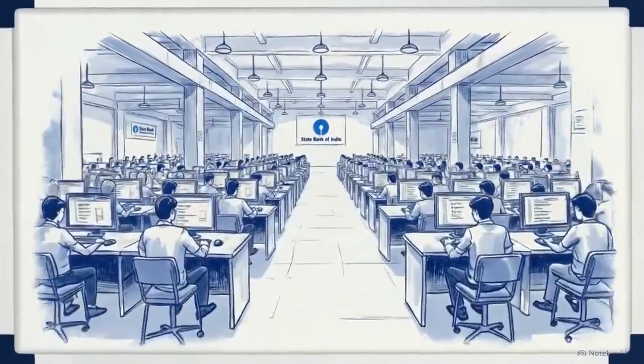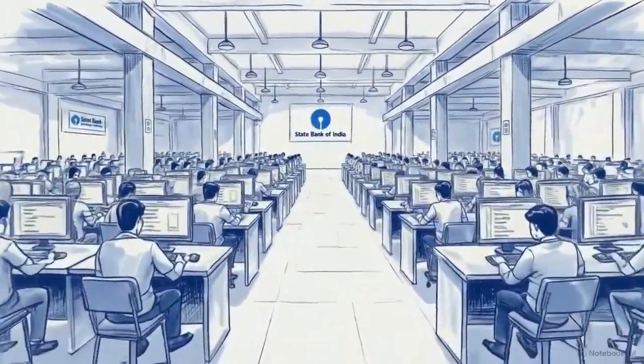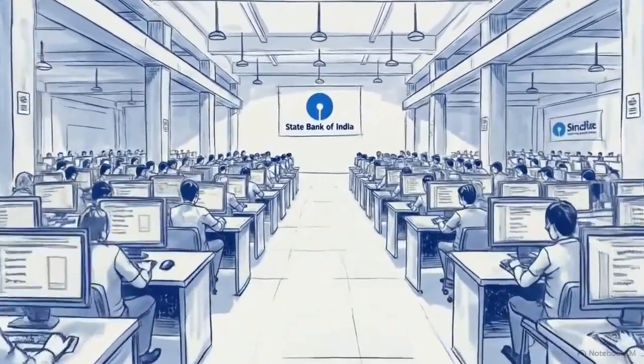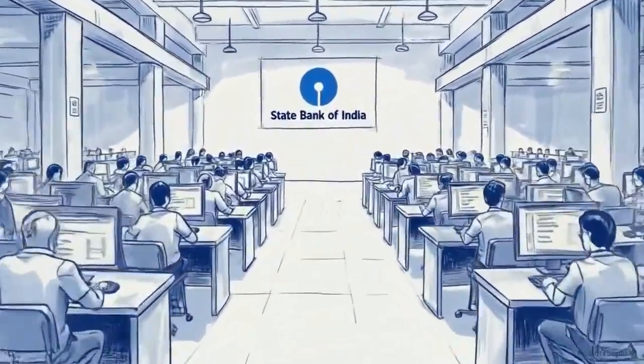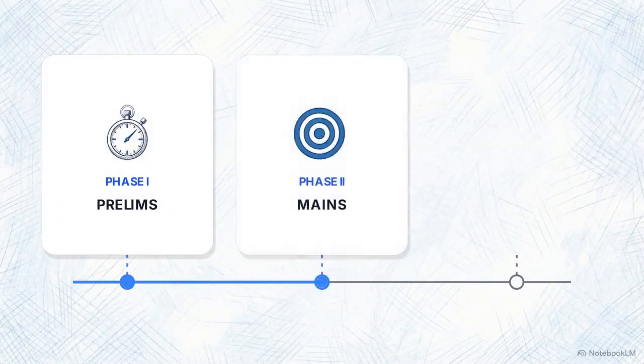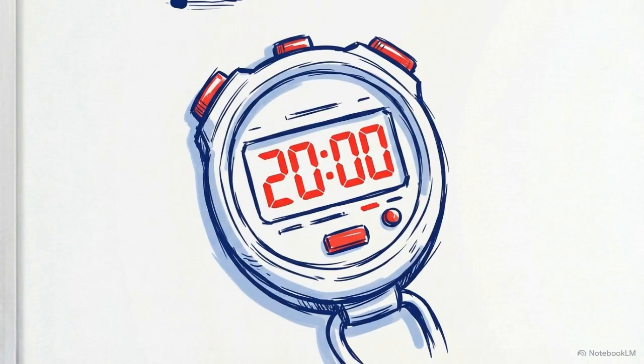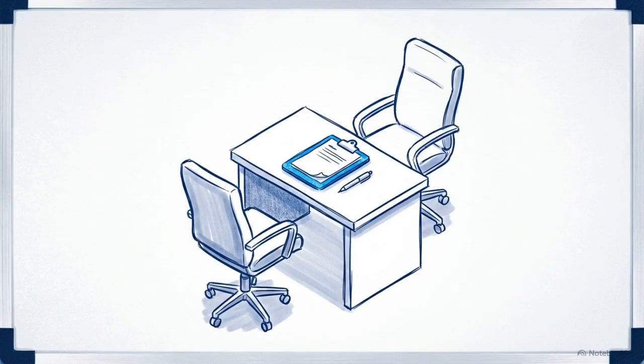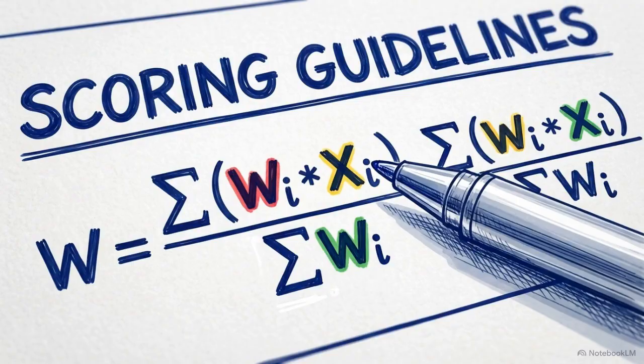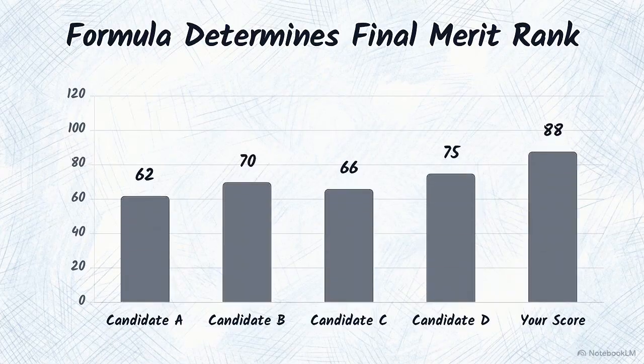The SBI PO exam functions as a highly competitive gauntlet where success depends on a specific structural strategy. This roadmap breaks down the 3 phases of the exam, detailing sectional time hacks, specific interview tactics, and the exact mathematical formula the bank uses to calculate your final score.